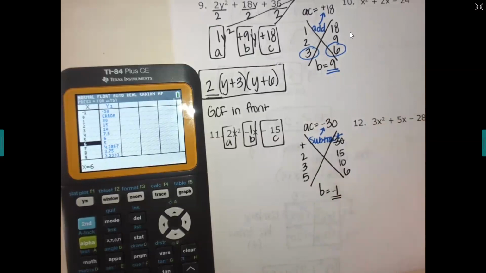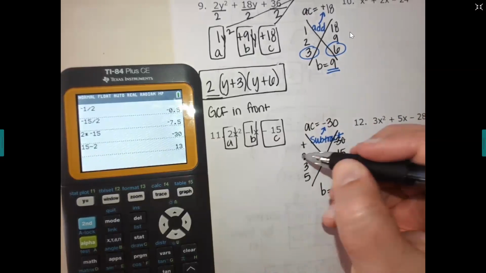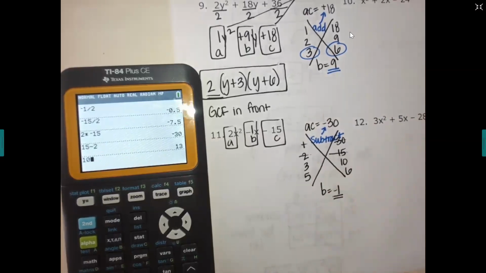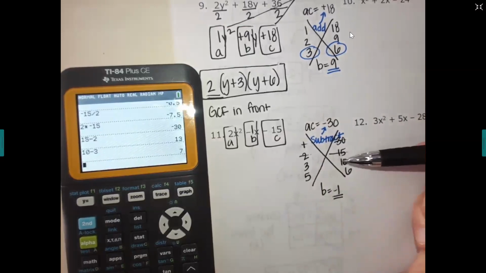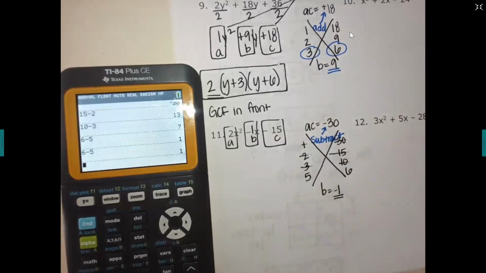What about 15 minus 2? Okay, 15 minus 2 gives me 13. What do I want? Oh, I want a 1, so I don't want that. 10 minus 3 gives me 7. I don't want that. 6 minus 5 gives me 1.